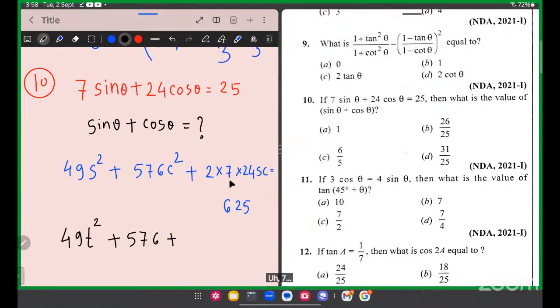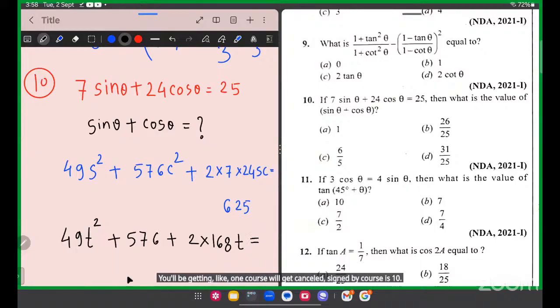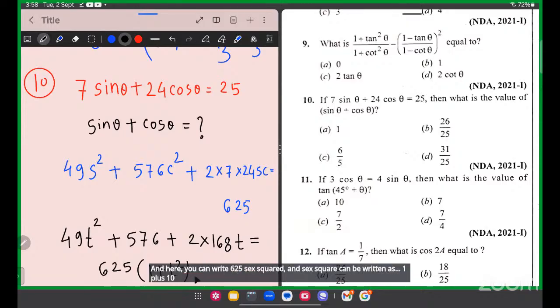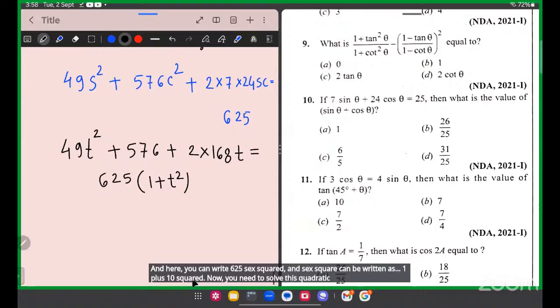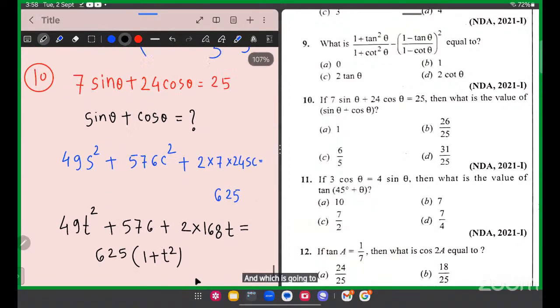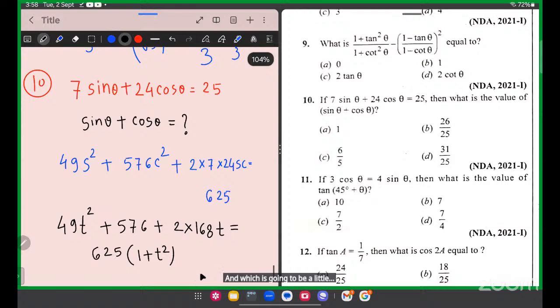So you'll be getting 49 tan square theta plus 576 plus 2 into 168 tan theta, because if you divide by cos square, one cos will get cancelled, and sine by cos is tan. And here you can write 625 sec square, and sec square can be written as 1 plus tan square. Now you need to solve this quadratic equation, which is going to be a little lengthy and difficult as well, right?